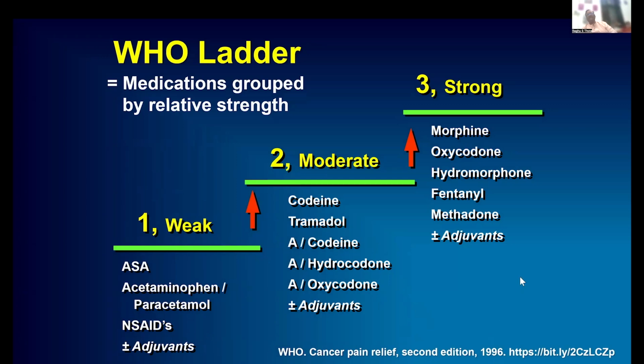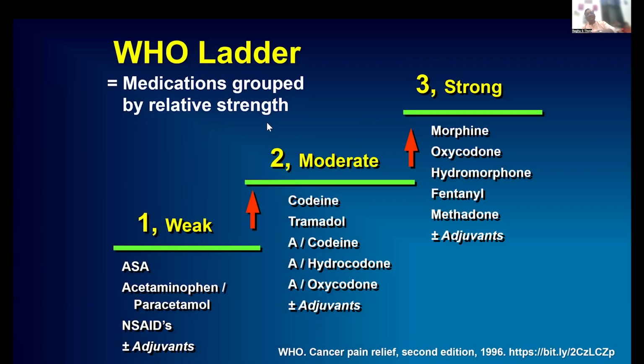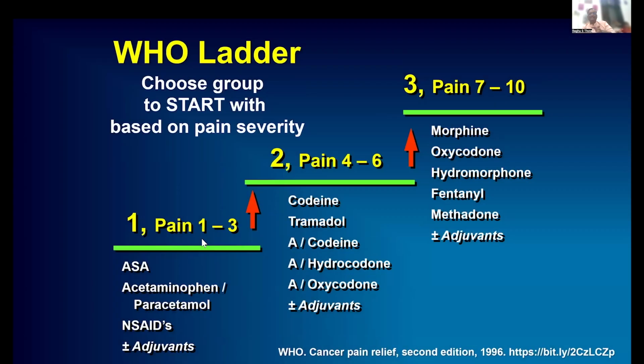But the first edition came in 84 or 85 in Geneva, and they had classified medications into 3 steps based on their strength, and to choose and start these medications based on the pain severity. If you see these 2 different slides, medications are grouped by relative strength. So they classified them as weak, moderate, and strong groups of medications. Based on the pain intensity on the NRS scale from 0 to 10, if it is 1 to 3, you can use step 1, step 2 for 4 to 6, and step 3 for severe pain, that is 7 to 10. So this is how they formulated this.